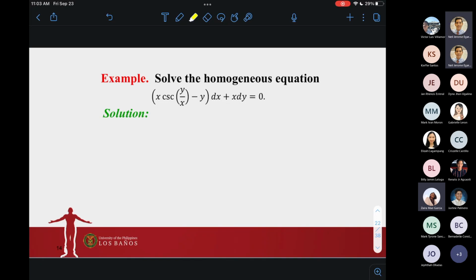Nakakatakot yung next example kasi may cosecant. Ano? But let's see. Again, the first step is to see if the components M and N of your ODE are both homogeneous and of the same degree. Okay? So, yun muna yung gagawin ko.